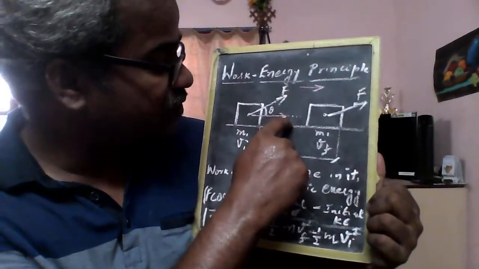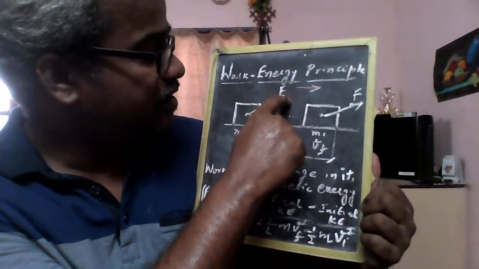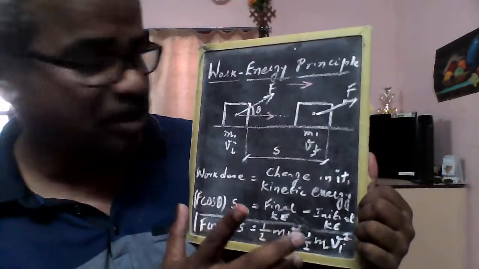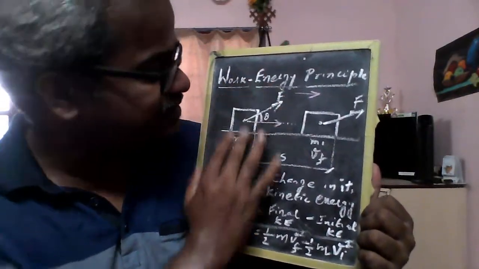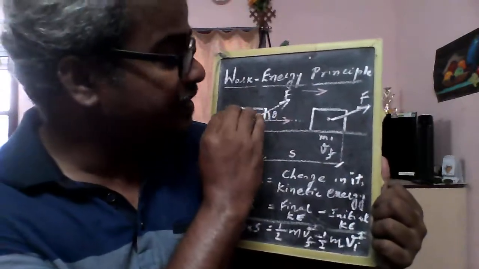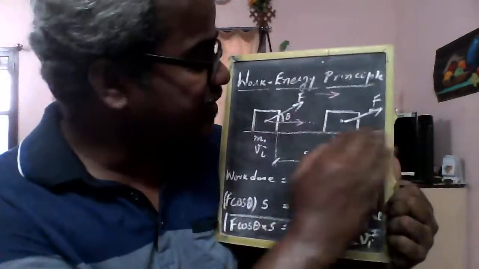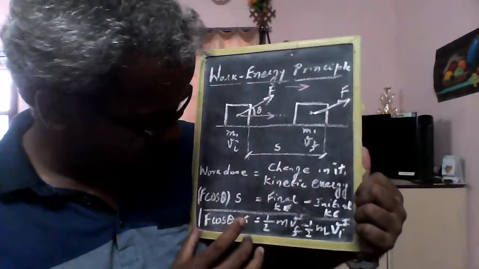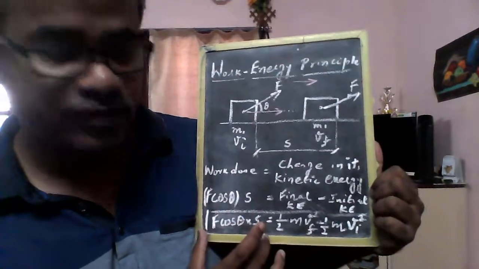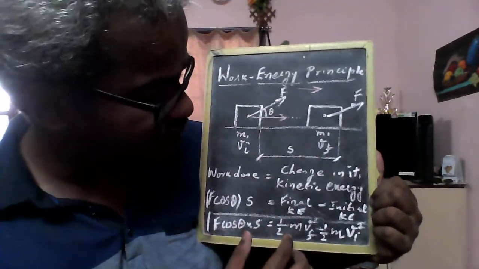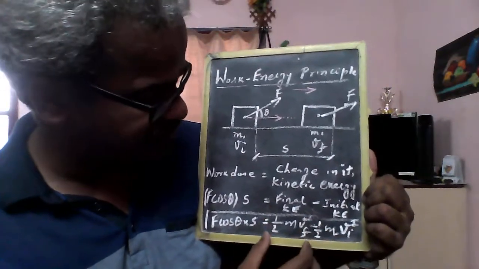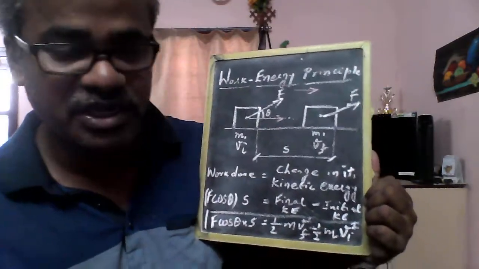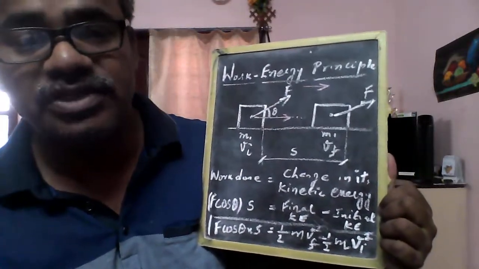So what is the horizontal force here? It is F cos theta. F cos theta is the horizontal. F sin theta is normal; you should not consider that. Only consider the force acting in the movement direction. That is, F cos theta into distance will give me the work done, which is equal to half m vf square, the final kinetic energy, minus half m vi square, the initial kinetic energy. This is the equation of the work energy principle.